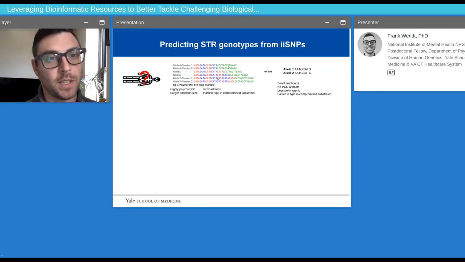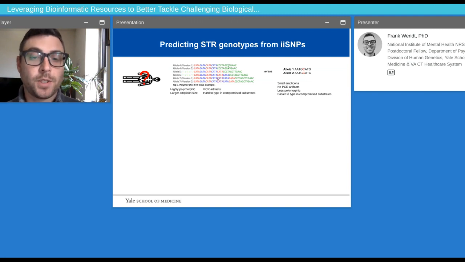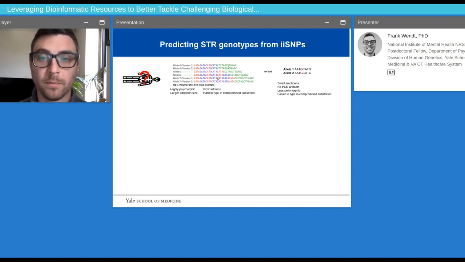And this makes them especially difficult to really get good information from in the context of a compromised substrate such as human remains, or a substrate that may be heavily environmentally insulted from something like humic acids. On the contrary, the SNPs are smaller amplicons, so degradation may not be as much of an issue. They don't have PCR artifacts, so untangling stutter from true peaks may not be a problem. They are also less polymorphic, so we do need many more of them. But they are easier to type in compromised substrates.